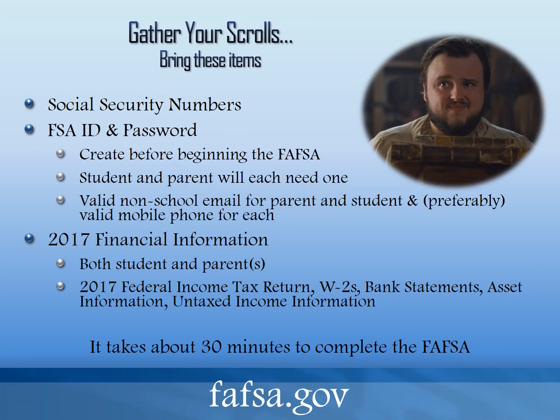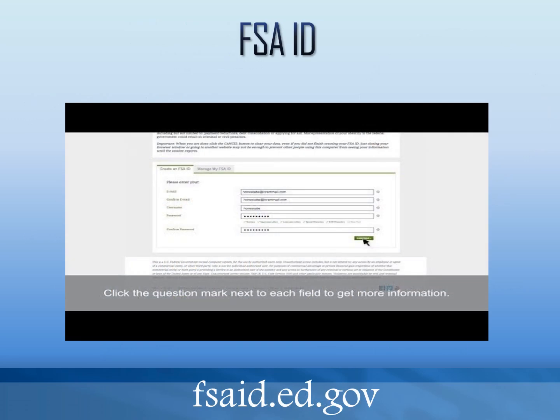These are the items that the student and parents will need to obtain before starting their FAFSA. The student and one parent who will be on the FAFSA will each need to create an FSA ID. This is done at fsaid.ed.gov. Separate email addresses will need to be used for each ID.